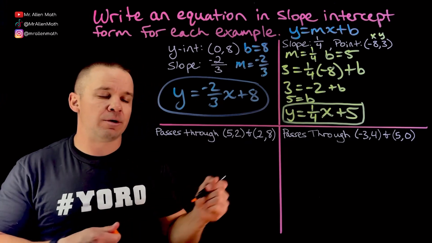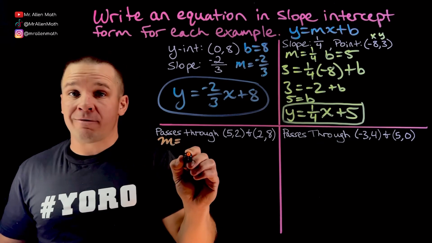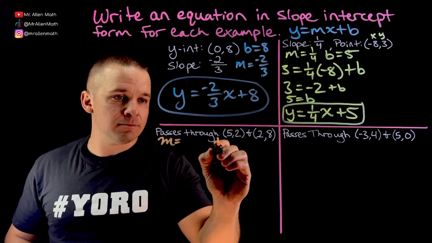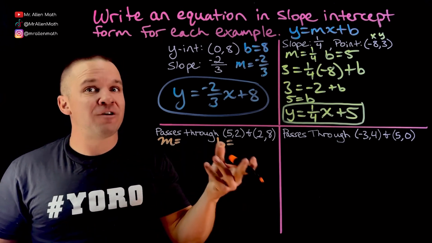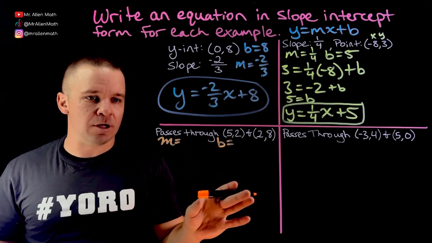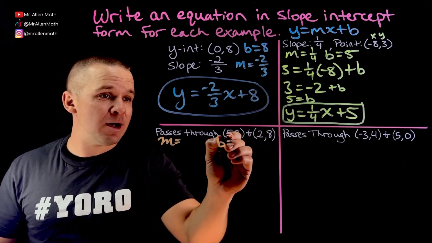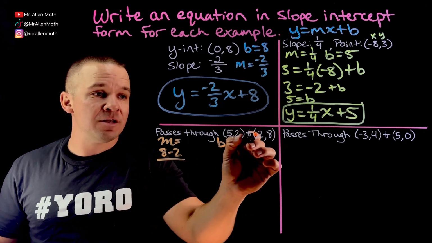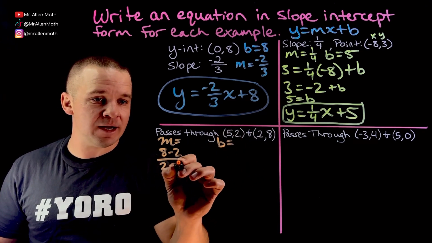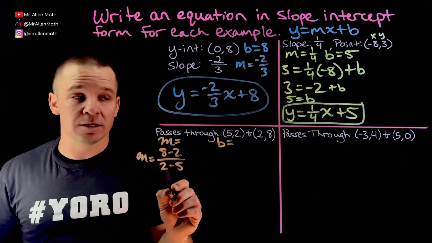I'll go with orange on this one. So I need my slope. Don't have it. I need my y-intercept. I don't have it. But I can find my slope, and I can find my y-intercept. So let's start with our slope. Slope is the change in y over change in x. So I could have 8 minus 2, that's the change in y, and then 2 minus 5. That is my slope formula, right?